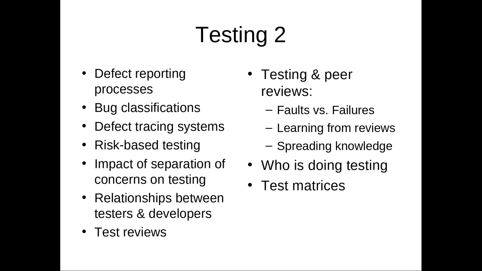Test reviews are good. So what does peer review do besides finding bugs? Well, a heck of a lot. It spreads learning, it spreads knowledge, it spreads stylistic understanding, and it keeps developers honest, right? If they have to go in front of a council of their peers to have their code looked at, it may just make them a little bit more conscious of how they write that code.